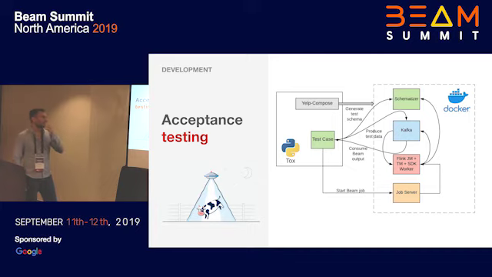And so the only difference between acceptance tests in Flink and acceptance tests in Beam is that we're running the SDK worker in the Flink container, and an additional container is the job server.